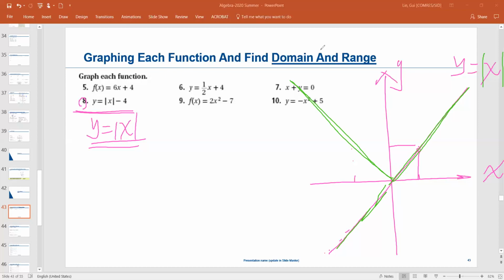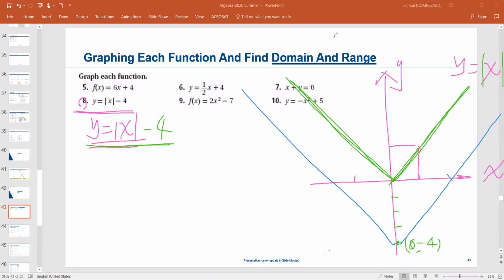We don't need this one, right? You switch back. So y equals absolute x minus 4. Minus 4 means this part moves down 4 units. All this part moves down 4 units. Here is 0, negative 4. So this one moves down here, and will be changed into like this.